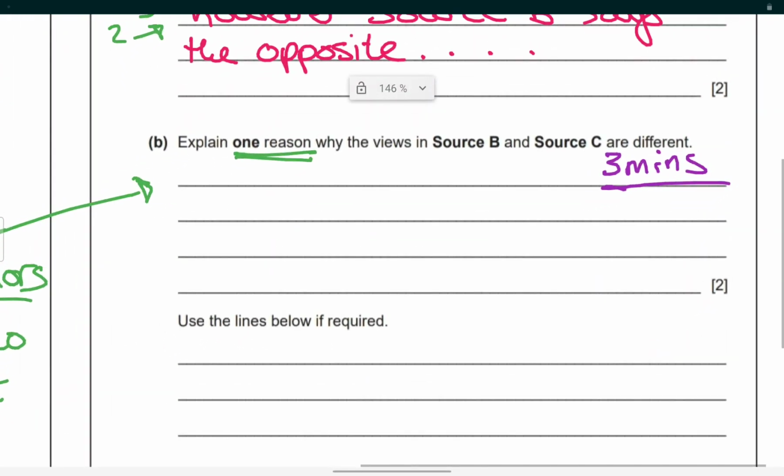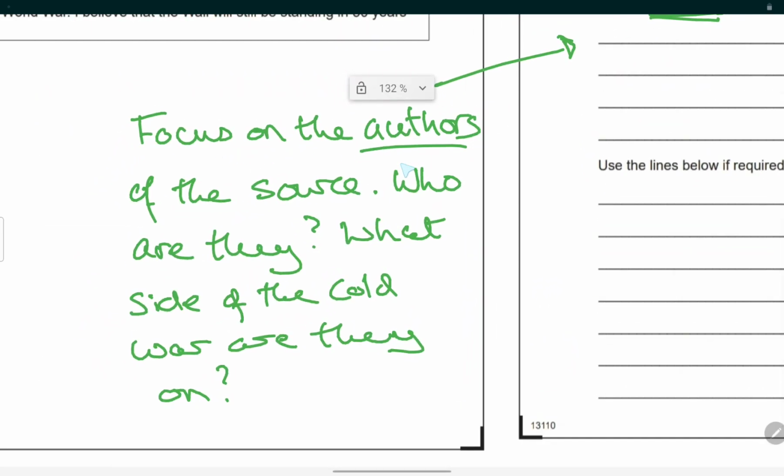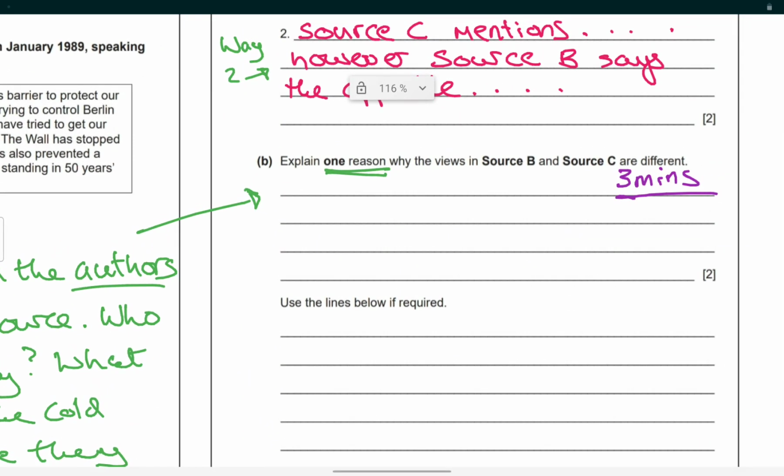Then the last part of that says explain 1 reason why the views in source B and source C are different, and you've got 3 minutes for that. Now the advice is focus on the authors for this, the authors of the source. Who are they? What side of the Cold War are they on? It's not enough just to say these sources are different because they're from different people, or because one is from an American and one is from a Russian.